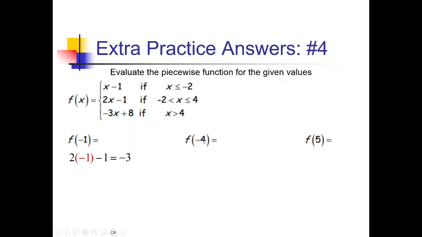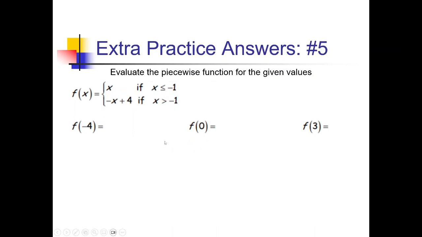Next up, f of -4. -4 is less than or equal to -2, so we're in this first branch. That's going to be -4 minus 1, which comes out to -5. And then finally, f of 5. 5 is bigger than 4, so this last branch is going to be the one we use. -3 times 5 plus 8 is what we're doing. That's -15 plus 8, which comes out to -7.